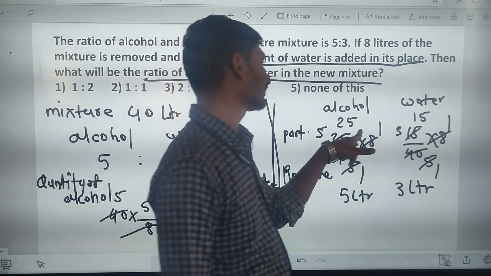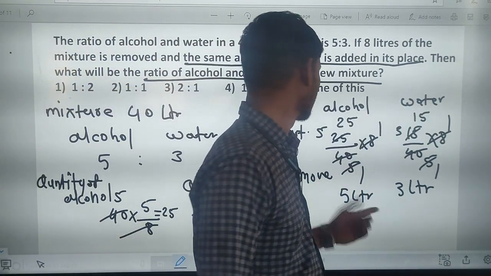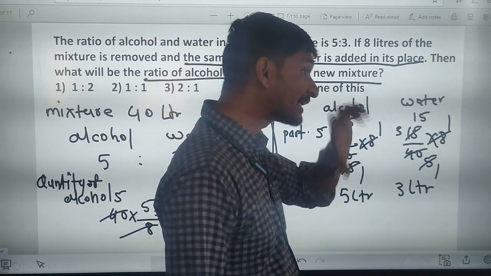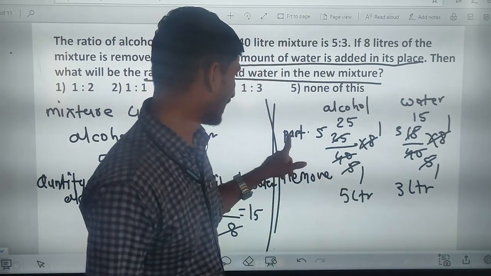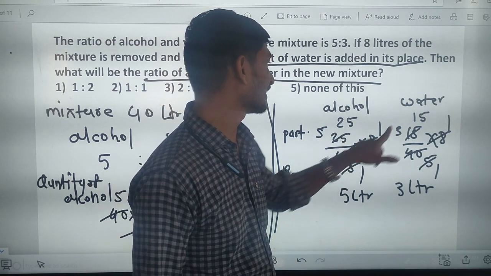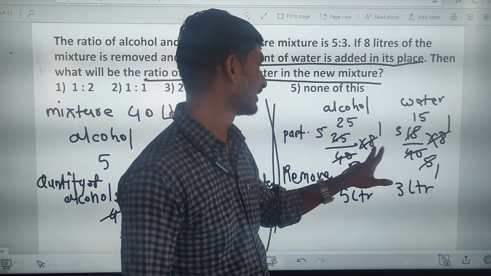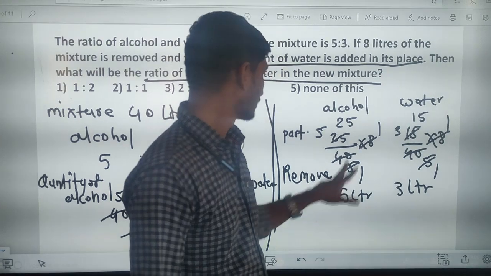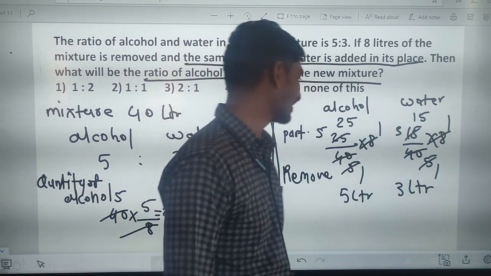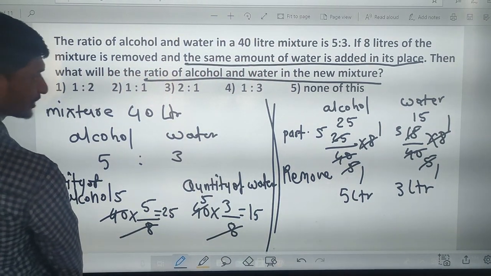Firstly alcohol is 25 liter and water is 15 liter. Then 8 liter mixture removed. Then alcohol part is 25 liter out of 40 liter, water is 15 liter out of 40, multiplied by 8. Removed part of alcohol is 5 liter, removed part of water is 3 liter. Then here we write 5:3.